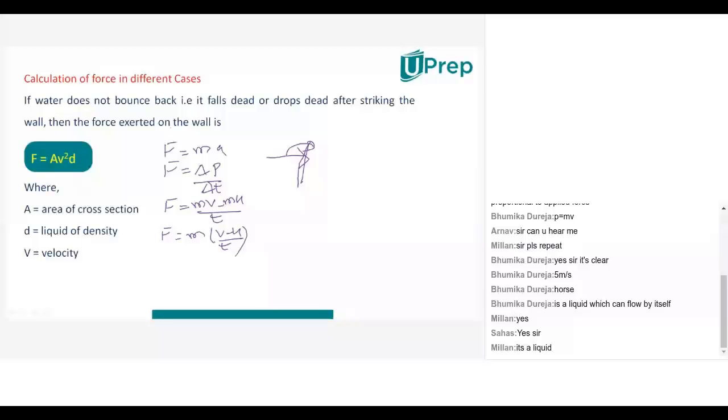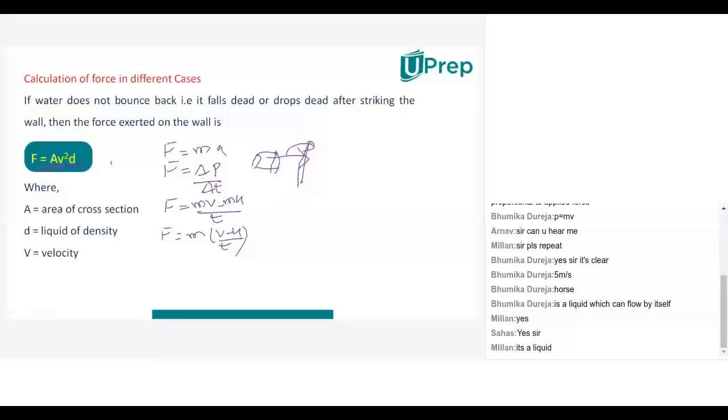That is given directly here, formula F is equal to A V square D, where A is the area of cross section of the tube in which that water is flowing. Observe carefully, here one tube is there. From that tube water flows out and hits the wall, and the area of cross section of this tube is A, D is the density of the liquid and V is the velocity. So what is F? Force. How will we get this equation?